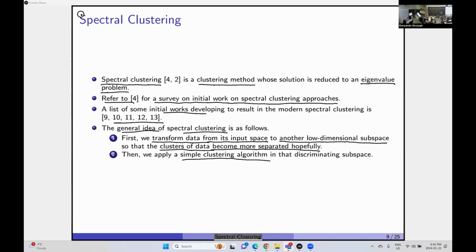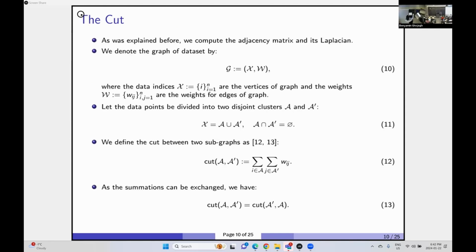So the idea is this. Do you remember I told you about K-means? Rather than applying K-means in the input space, transform data to a low dimensional space. In that low dimensional space, the clusters get separated better, and then apply K-means in that low dimensional space. Did you get it?